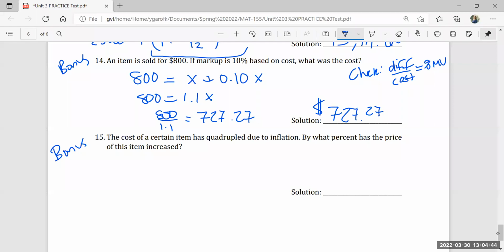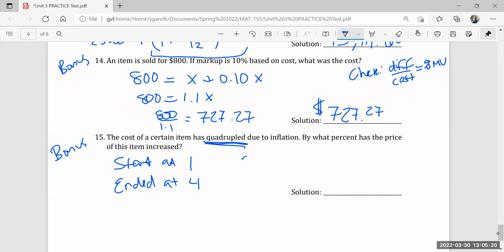The last one that we have here is that the cost of a certain item has quadrupled due to inflation. By what percent has the price of the item increased? Well, here, remember to use real numbers. It's very tempting to say, well, it's quadrupled, so it's 400%. Yes, it's 400% of the original, but what was the increase? Here, I like to start with 1. So it quadrupled. It started at 1. If it quadrupled, it ended at 4.